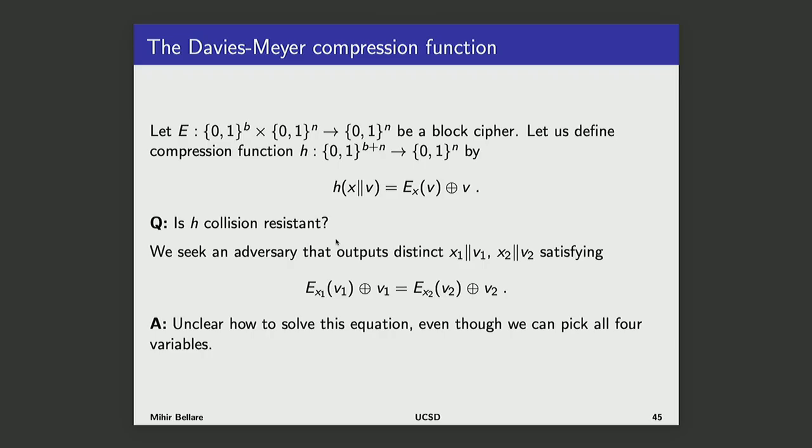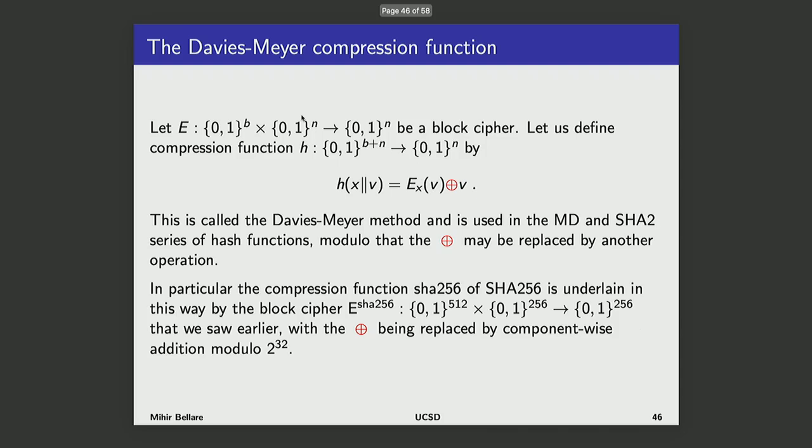So, of course, there may be other ways, but the fact is no one seems to have found one. And so in the end, this works, and this is called the Davis-Meyer compression function. And that's what we saw inside SHA-256, up to details.